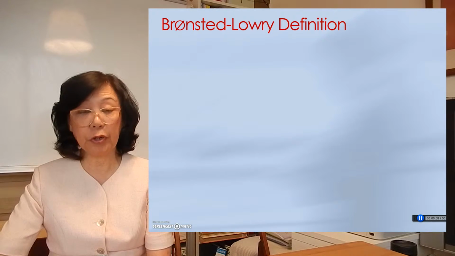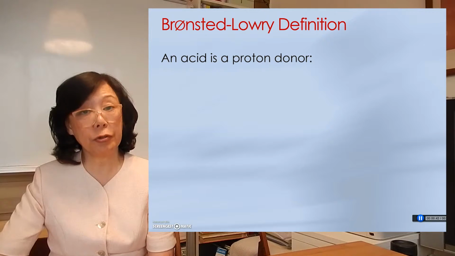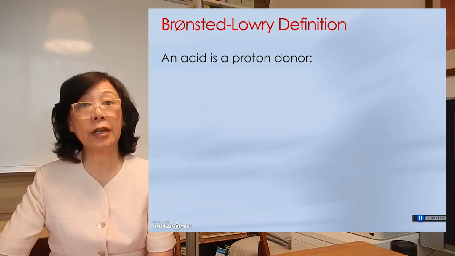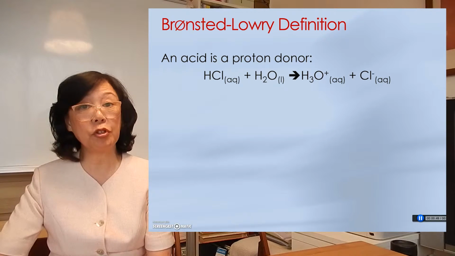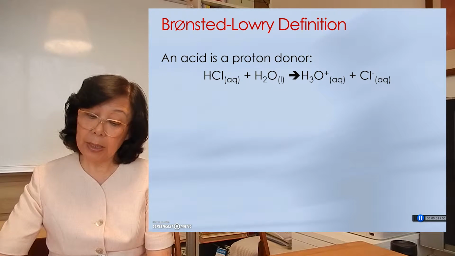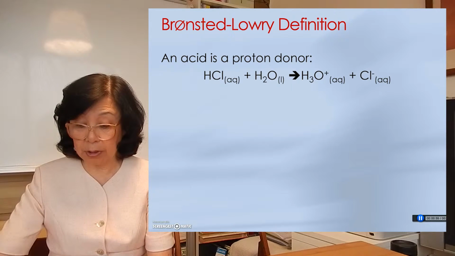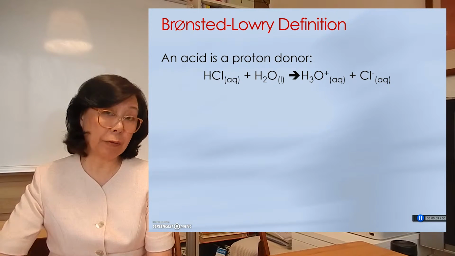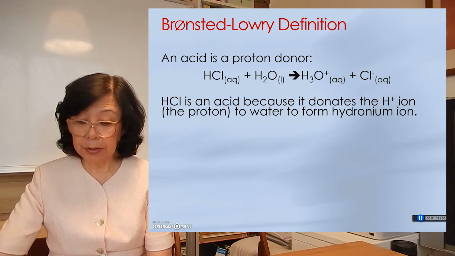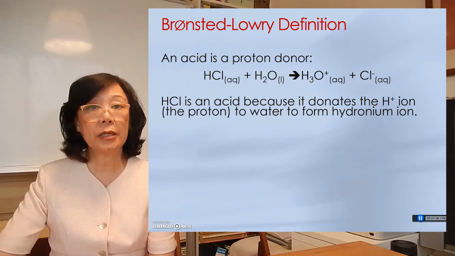Now let's review the Bronsted-Lowry definition of an acid. That an acid is a proton donor, capable of donating the hydrogen ion. So here we have hydrochloric acid, which is a strong acid. When put into water, it ionizes and donates the proton to the water to form hydronium ion, leaving behind chloride ion. Therefore, hydrochloric acid is an acid because it donates the hydrogen ion.